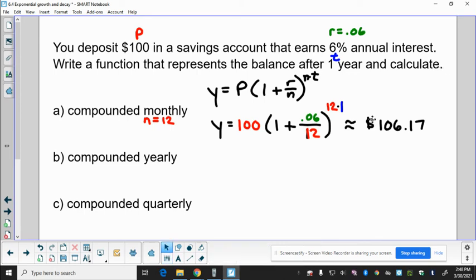So if you put $100 in a bank account and get 6% interest, and the interest is calculated every month, you end up with a little bit more than $106. So you've made about $6.17 just by keeping the money in the bank. All right, so let's go through a couple more here.